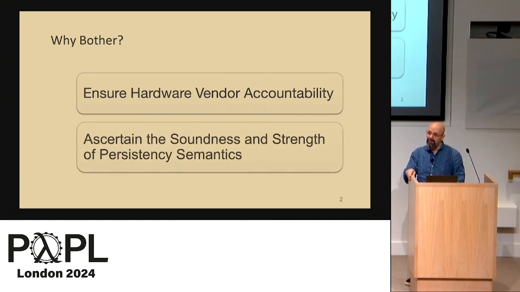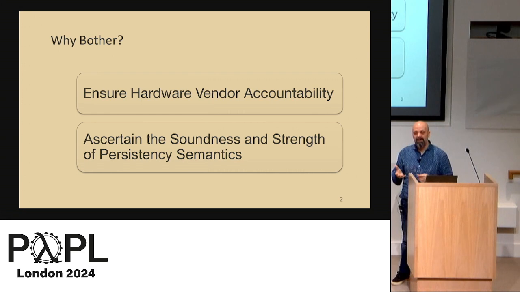And second, we want to make sure that the proposed semantics are sound, are strong enough. We want models that do not rule out behaviors that can be observed in real life, and we want models also that are not unduly, let's say, weak, so that they allow unicorn behaviors that can never be observed in real life.